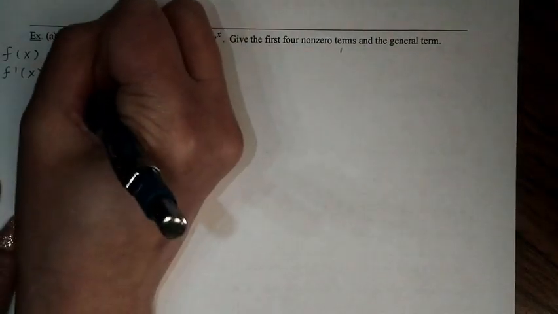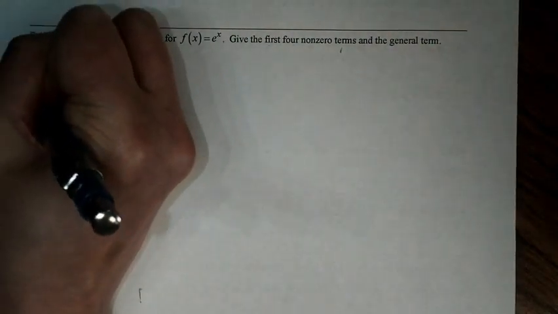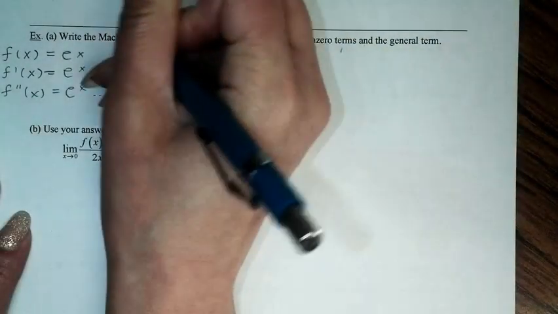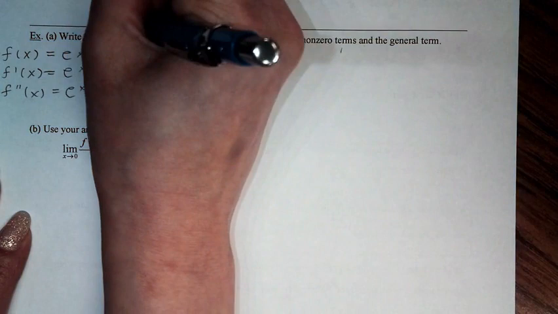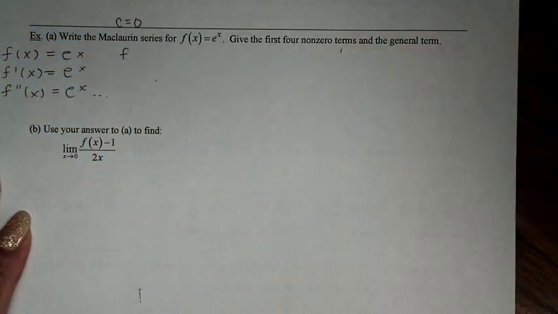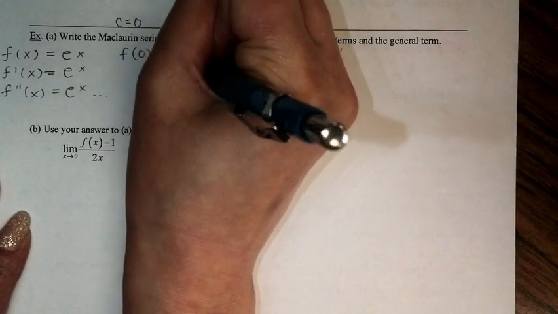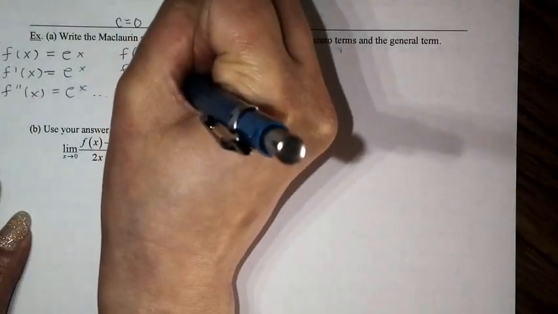What's the derivative of this one? e to the x. What's the derivative of that one? e to the x, right? So you can see dot dot dot, you are always going to have e to the x. Since it's Maclaurin, you know that it's centered at 0, so f of 0 is going to be what? 1. f prime of 0 is going to be what? 1.